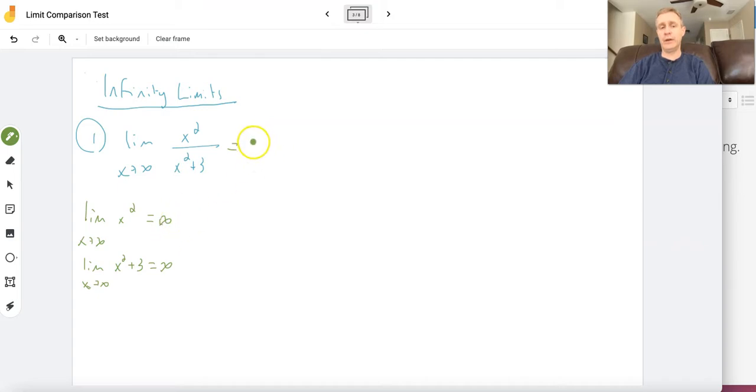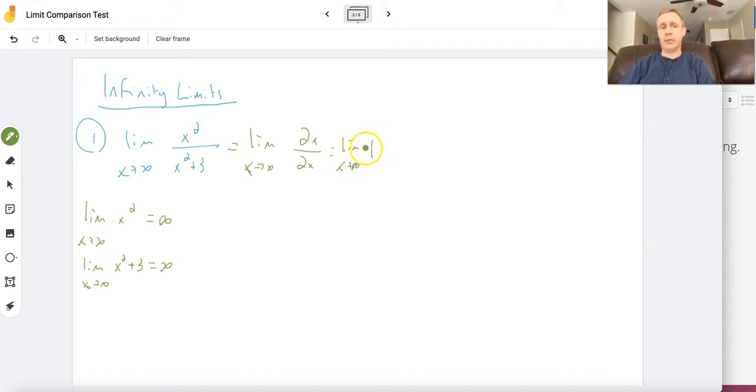So because our evaluations of the limits of our numerator and denominator both approach infinity, hopefully we agree that we can now apply L'Hopital's rule. The derivative of our numerator would be just 2x. The derivative of our denominator would also be 2x. And before reevaluating our limit here, we could simplify that expression, 2x over 2x. That reduces down to just 1.